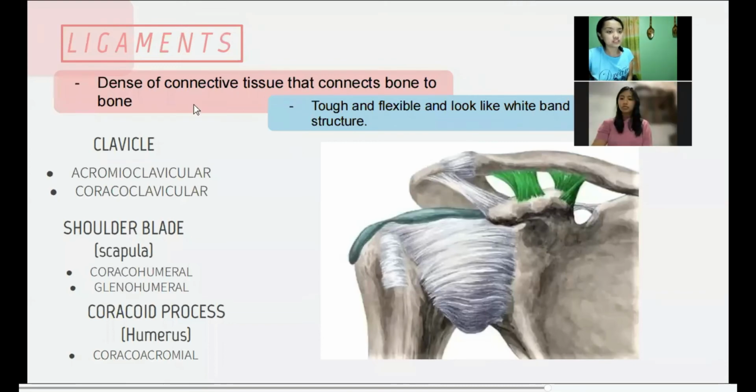The third shoulder girdle structure is the ligaments. Ligaments are dense connective tissue that connects bone to bone. These ligaments are fairly short in comparison to the tendons, but they are very similar to what they are made of. Ligaments are tough and flexible and look like white bands, as we can see on our screen.